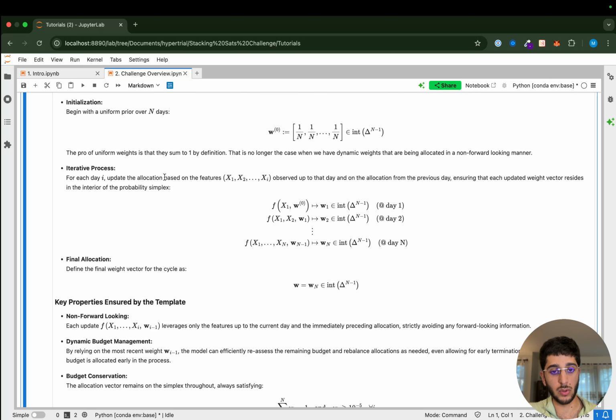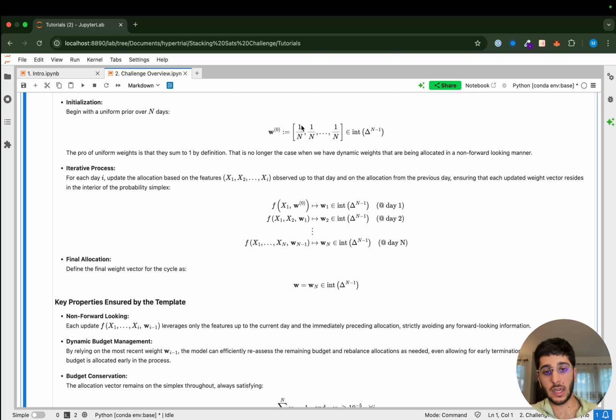Then what you do is you take this Bayesian approach, which, on any day I, you can update the allocation based on all the features up to day I, and also based off what your previous weight vector was. So starting from day 1, we observe the feature at day 1, and we know what we initialized our weights to be, which is just the uniform weights. And we map that to our new weights, and we update that. And we do so in a manner that is, of course, within the feasible region.